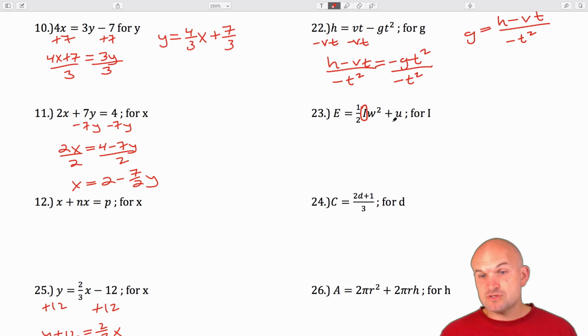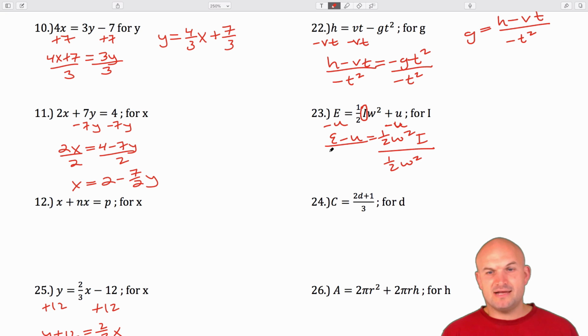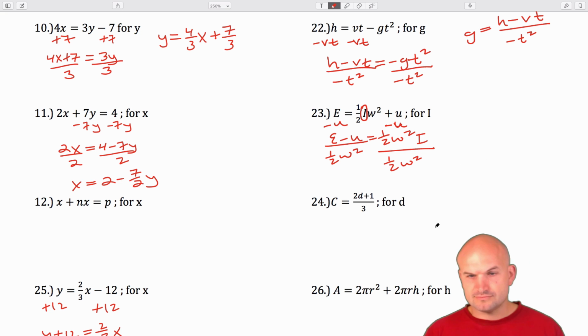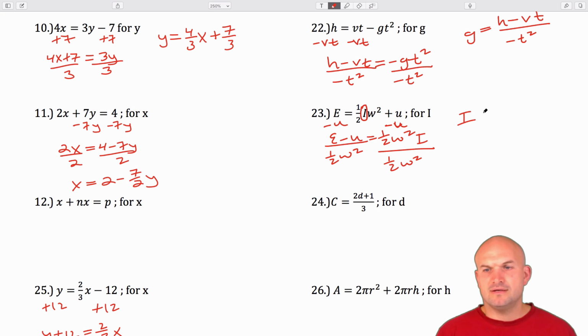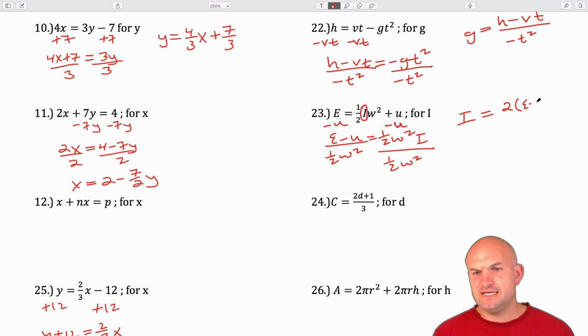So when using your reverse order of operations, we need to first undo addition and subtraction. So I have e minus u equals, now again, let's rearrange this to 1/2 w squared I. Okay, now I'm basically just going to divide by 1/2 w squared. Now again, I already kind of told you that dividing by 1/2 is the same thing as multiplying by the reciprocal, which in this case is multiplying by 2. So really, this can be rewritten like this, e minus u all over w squared.